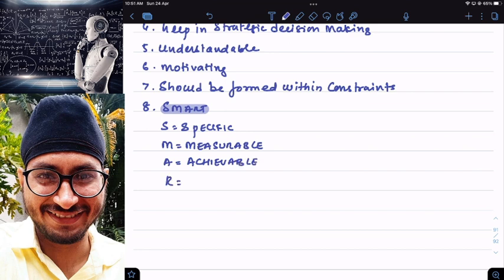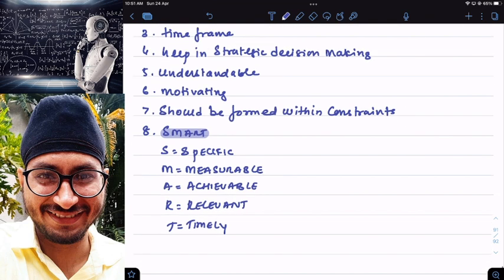R means relevant. And T means timely. This we have already discussed in where, sir? In EIS, in the objectives of BPA, business process automation, in the steps we have discussed the objectives of BPA. In the same way, all the objectives should be specific, measurable, achievable, relevant, and timely.